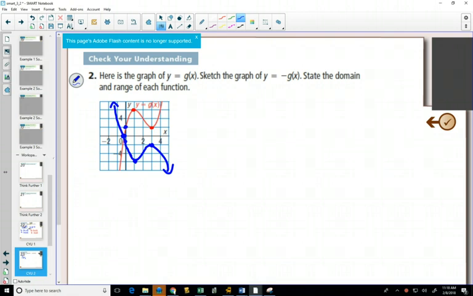Graphically, if you reflect it over the x-axis, why doesn't an x-intercept change? It's already on the x-axis, right? If something's on there and you're flipping it over that, it's going to stay exactly at that same point that it is.